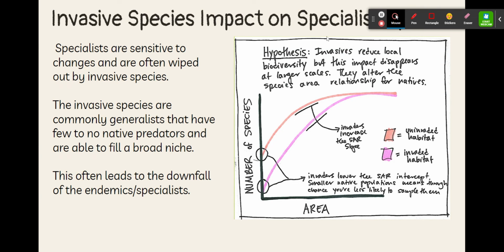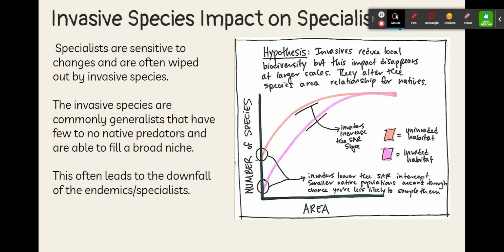And now we have a little bit about invasive species. So again, reminder, specialists are sensitive to changes and are often wiped out by invasive species. If you do not know what an invasive species is, it is essentially a species that is introduced, often by accident or intentionally, to an area where it did not originally live. Invasive species tend to be generalist species. They have a wide variety of conditions and ecological niches they can fulfill. They have a wide variety of diets. So they really are adaptable to any area.